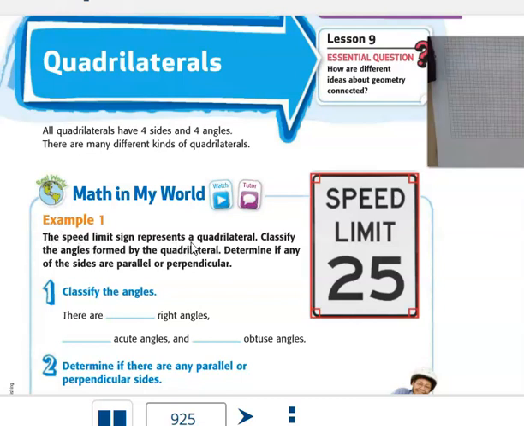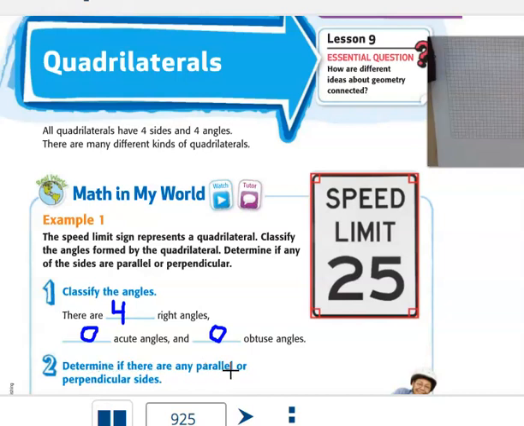The speed limit sign represents a quadrilateral. Classify the angles formed by the quadrilateral. Determine if any of the sides are parallel or perpendicular. According to these little marks shown in the corners, there are 4 right angles, because I see 1, 2, 3, 4. There are 0 acute angles and 0 obtuse angles.